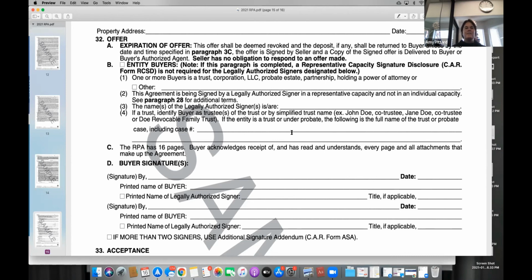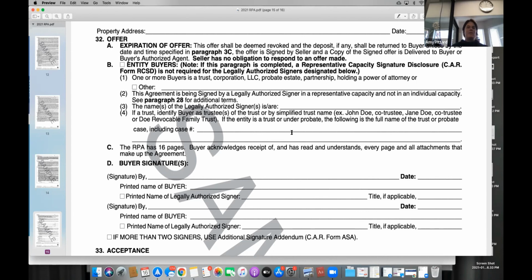Entity for buyers. So this is a change. If you check this box here for section B, it means that it's an entity buyer. If this paragraph is completed, a representative capacity signature disclosure, or CAR form RCSD, is not required for the legally authorized signers designated below. So we no longer sign this and do an RCSD. We can just fill out all the information here and then have the buyers sign to make their offer.